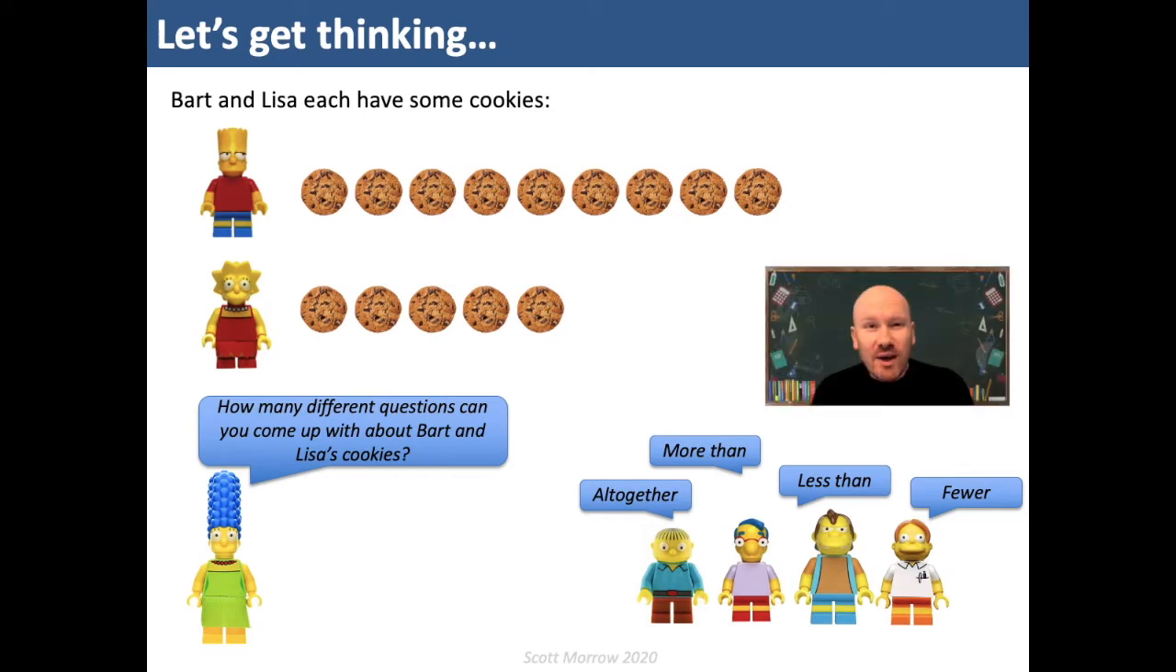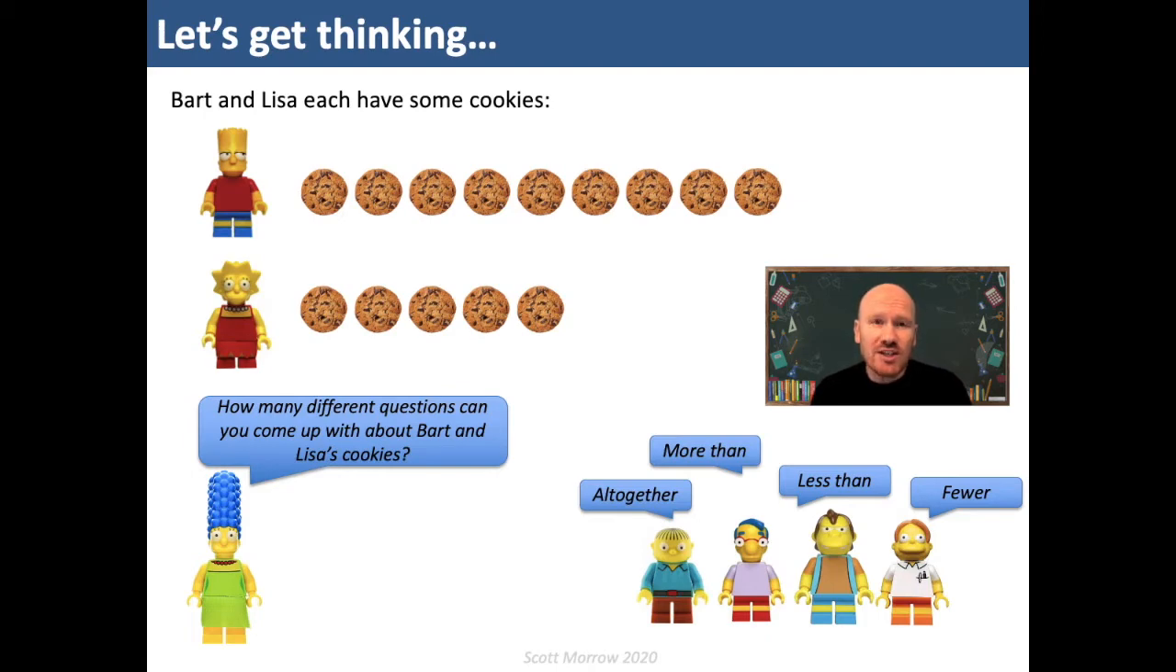How many different questions did you come up with? We could ask questions like, how many cookies does Lisa have? So we could count the cookies to find out that she's got 5. Or how many cookies does Bart have? Again, we could count to find there's 9, or we could use those 5 cookies that we know Lisa had and then count on an extra 4. We might ask questions like, how many cookies do they have altogether? So we could add up the cookies they each have to find out that there are 14 cookies altogether.